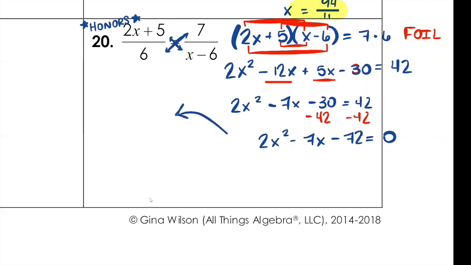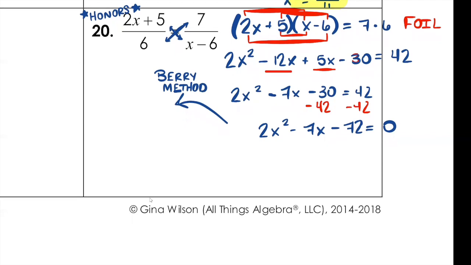I am going to show you something. In Algebra 2, you guys have talked about slide and divide. I'm going to show you something very similar. It's pretty much the same thing. It's called the Berry method. And it is very interesting. For the Berry method, we're going to multiply our first and last terms. It starts off just like slide and divide.